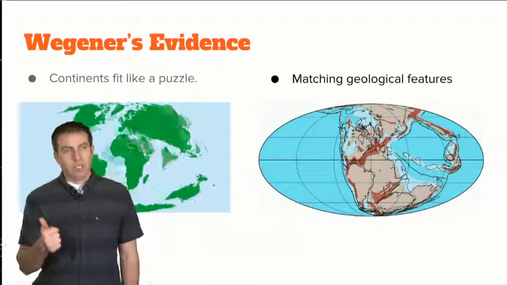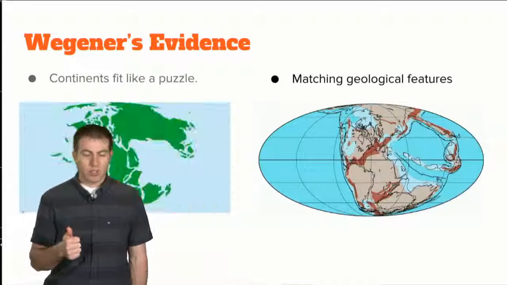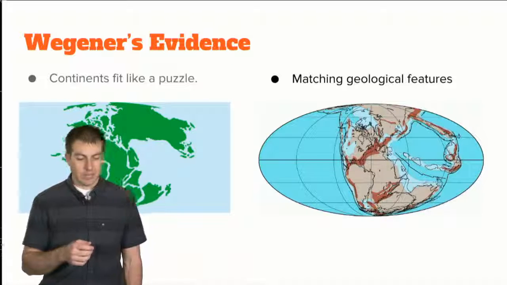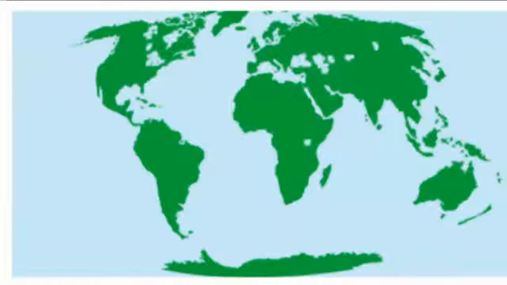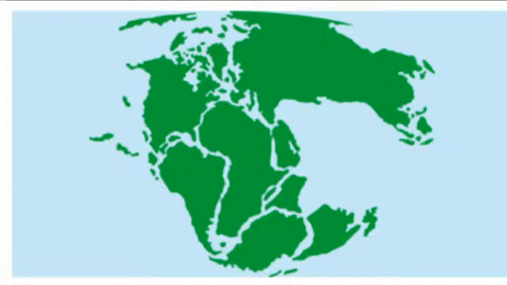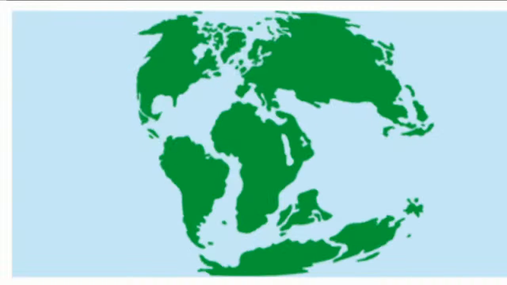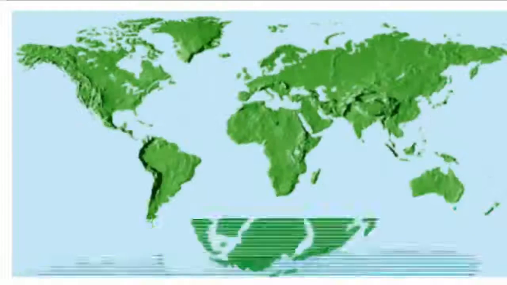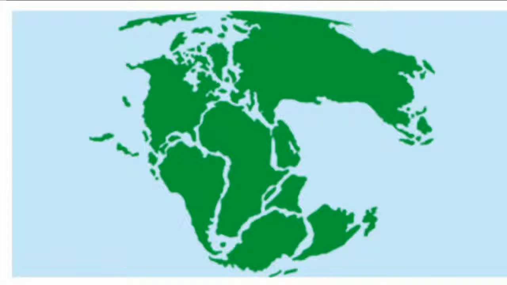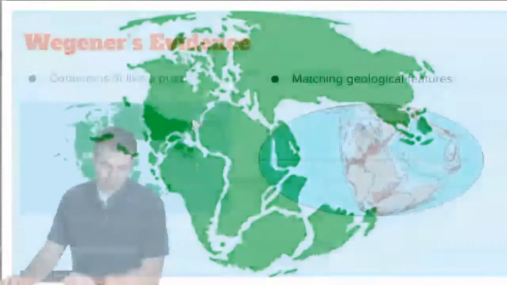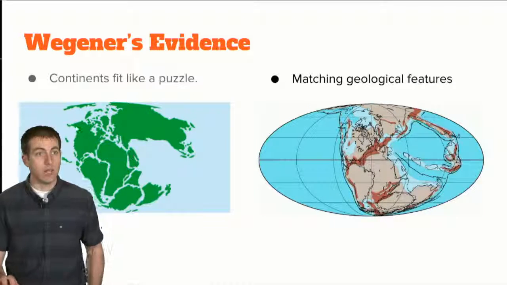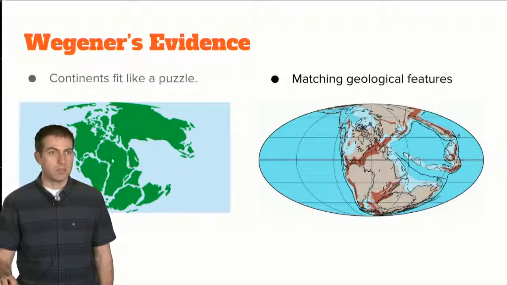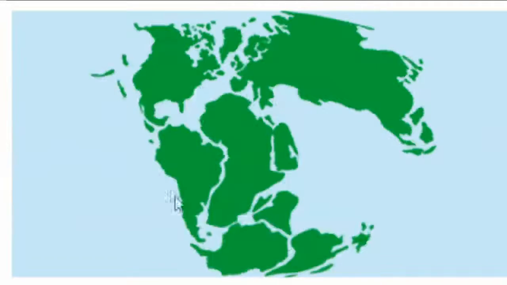So the first idea that Wegener came up with was that the continents fit together like a puzzle. You can see the little picture beside me here: all of these continents were once really jammed in together, kind of like that. And then they slowly moved apart. This was his idea. The big three are North America, South America, and Africa. They fit together really well. Like if you had a puzzle, these three pieces would go together great.